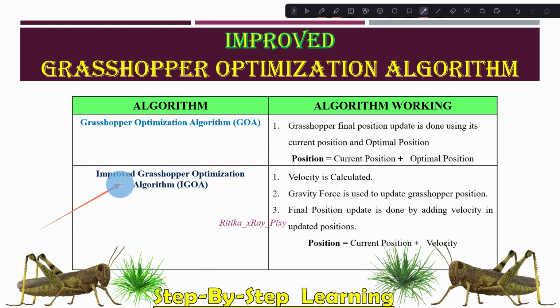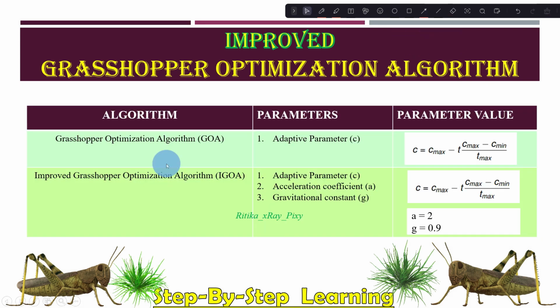So in the improved grasshopper optimization algorithm, gravity force is calculated. In basic GOA, gravity force is not used to update the final position. So here in improved GOA, we will calculate the velocity and the gravity force for each grasshopper.